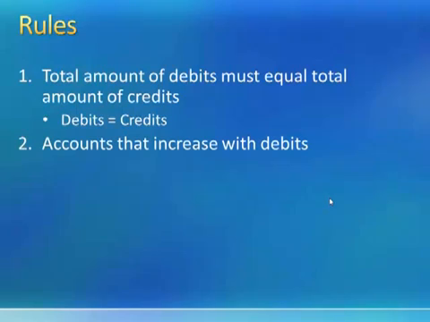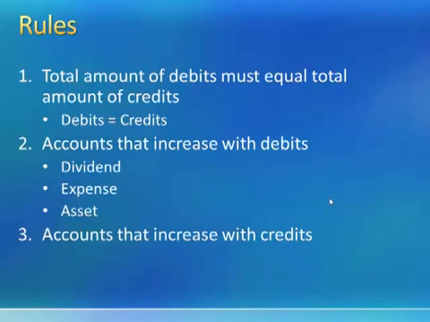The second rule is that we need to understand the accounts that increase with debits. The accounts that increase with debits are dividend, expense, and asset accounts. Again, accounts that increase with debits are dividend, expense, and asset accounts.